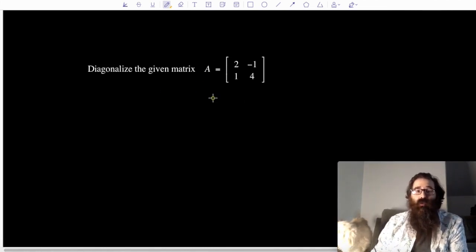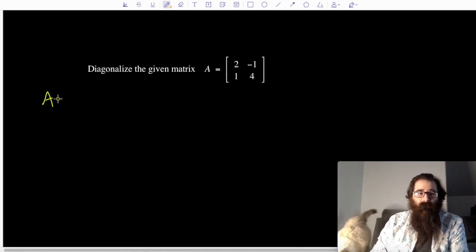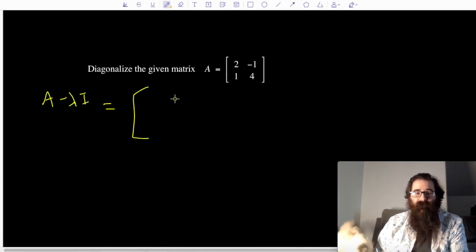Diagonalize the matrix. You know what we have to do with this matrix. Let's find A minus lambda I. Remember, we've seen a lot of examples of this. I want to subtract lambda on the main diagonal.